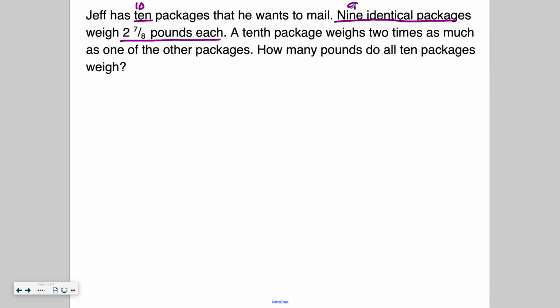So there's 9, and each of them, the first one is 2 7/8 pounds, the second one is 2 7/8 pounds, and so on. A 10th package, so that last package, weighs 2 times or twice as much as one of the other packages. So this last package is twice as much as these packages, which weigh 2 7/8 pounds. Let me write that here.